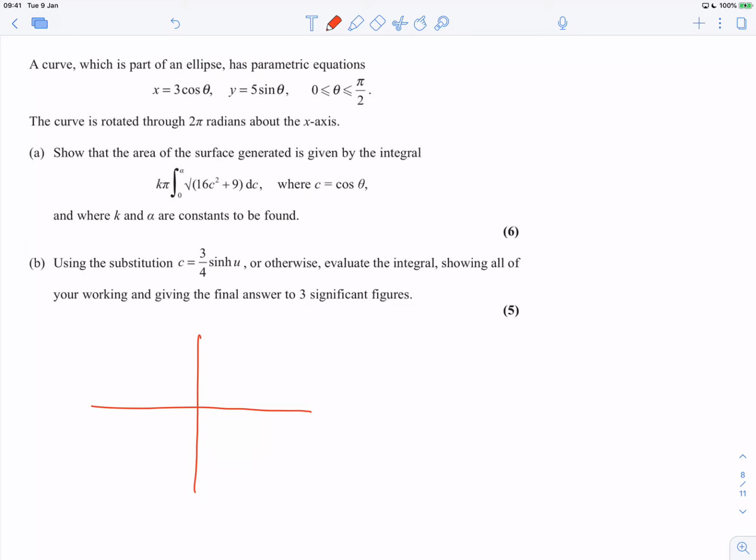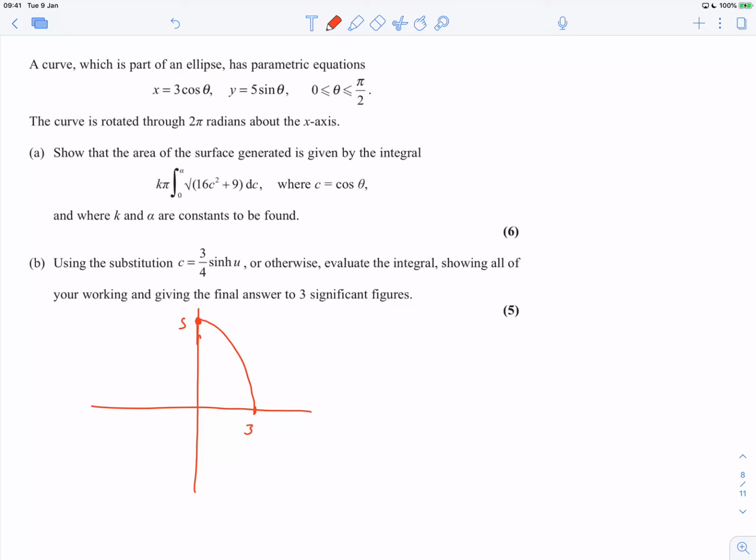X is 3 cos theta. Well, when theta is 0, cosine of 0 is 1, so x is 3. And when theta is pi over 2, x is 0. Y equals 5 sine theta, when theta is 0, sine theta is 0. And when theta is pi over 2, sine is 1. So we're actually dealing with this kind of egg-shaped... There's 5, there's 3. It's this weird part of an ellipse.